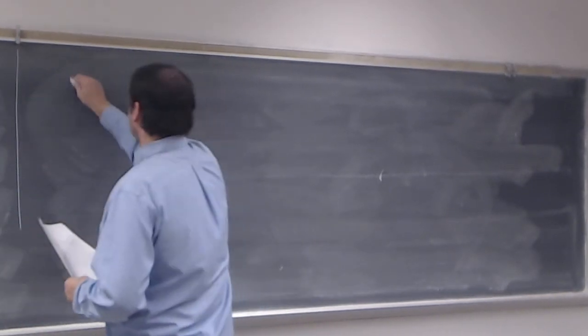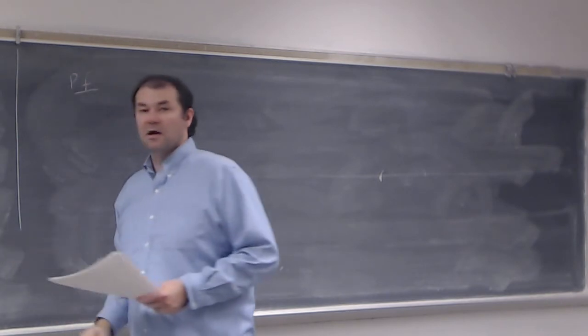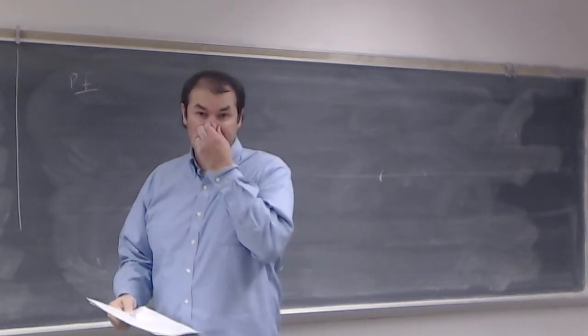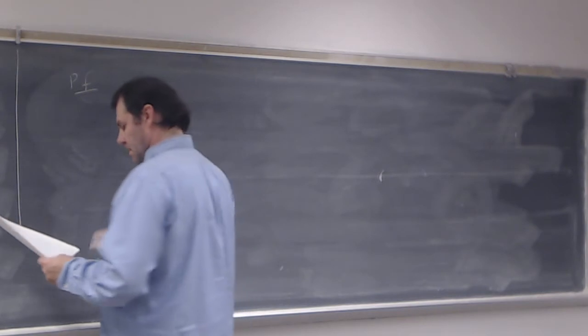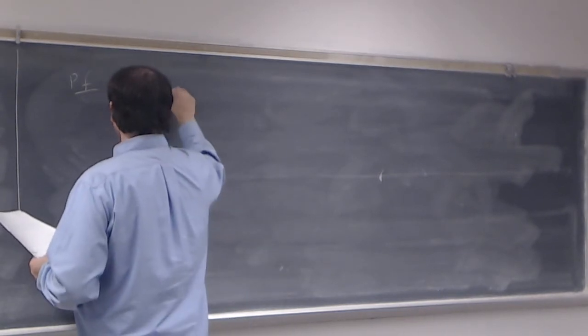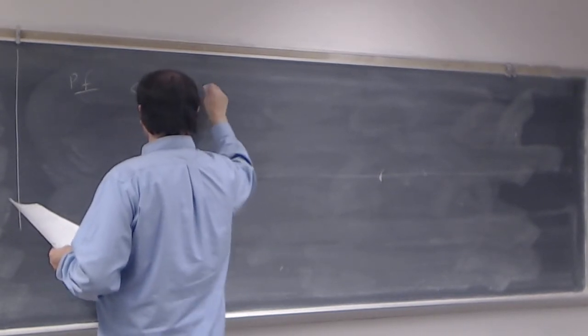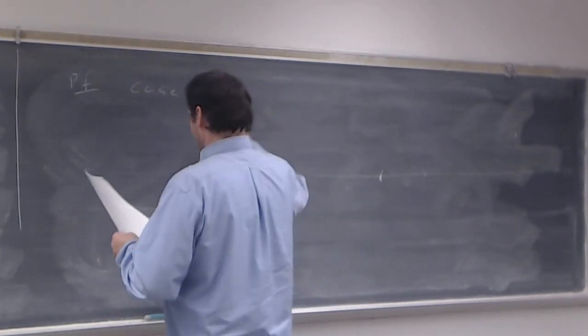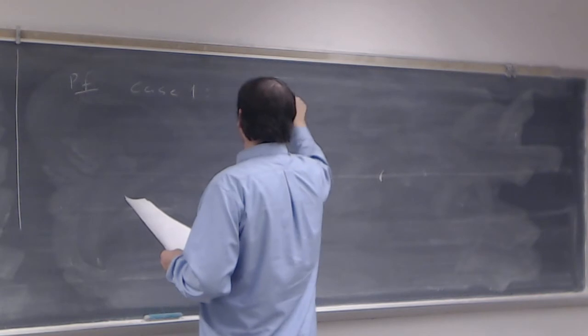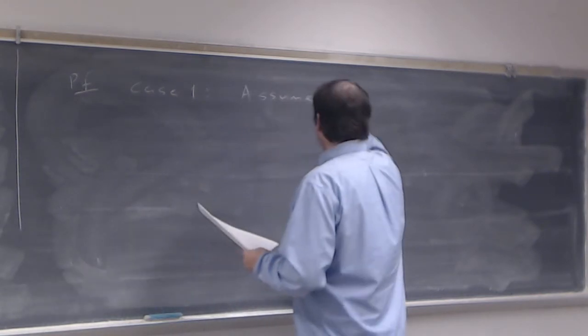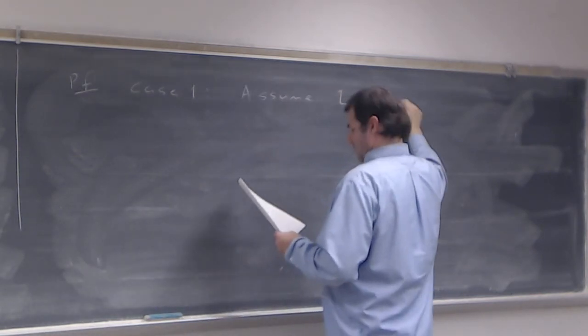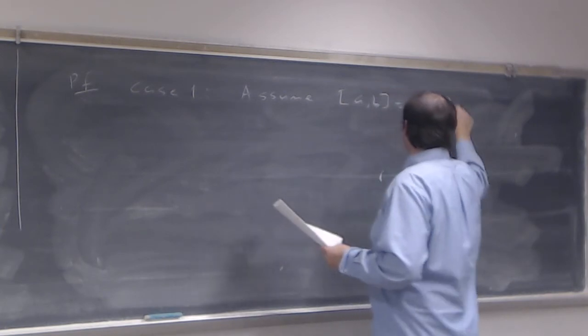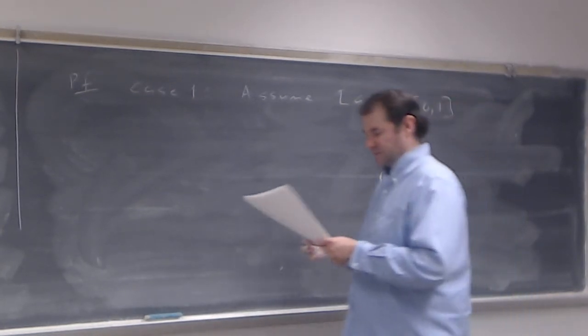Okay, so let's look at the proof. We'll break the proof into a couple of cases with some sub-cases. Here's case one. The proof is long. Here we're going to assume a to b is equal to 0 to 1, and we're going to extend it from this eventually.